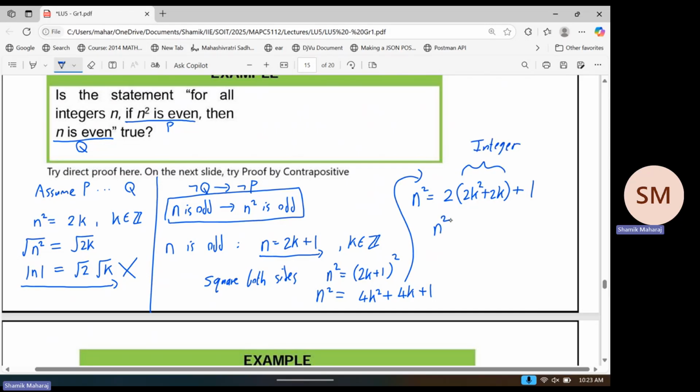So that means we can write it as n squared is equal to 2j plus 1, where j is some integer. And we can specify j is equal to 2k squared plus 2k, just to be specific. But this form here is what we are looking for, because we see it has the form of the original, which is odd.